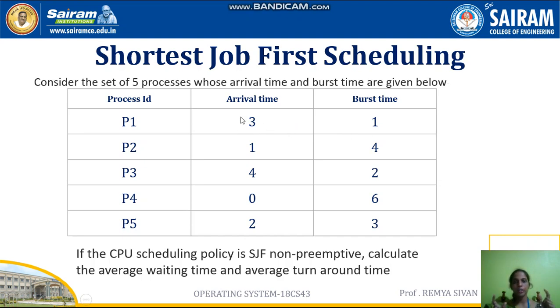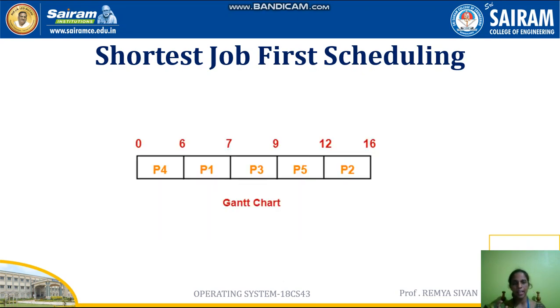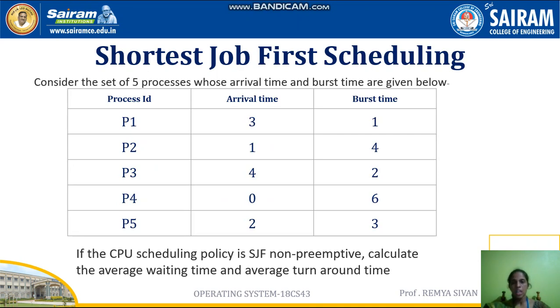When you are drawing the Gantt chart, it should start from 0, like the 0th moment. At time 0, P1 was not there; P1 reached at time 3. Only P4 was there at time 0. No other process was there. So P4 will be starting its execution.